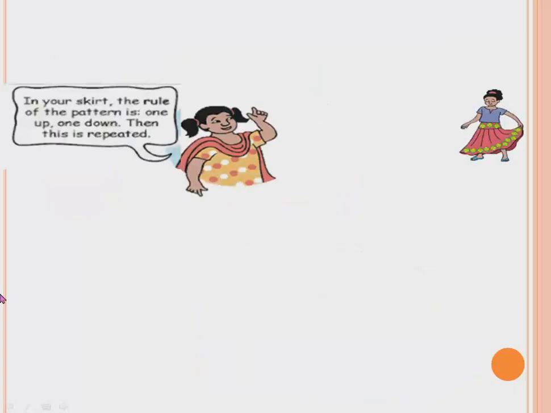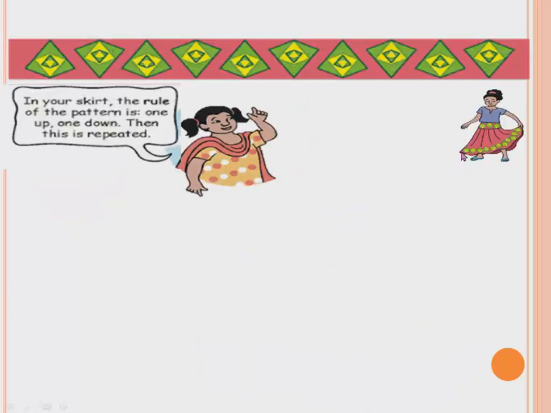And in your skirt, the rule of the pattern is one up, one down. Then this is repeated. See how the block is created? This is up, this is down. Up, down. One up, one down. So the design is followed in the manner that once it faces up, then it faces down, and the same is continued.